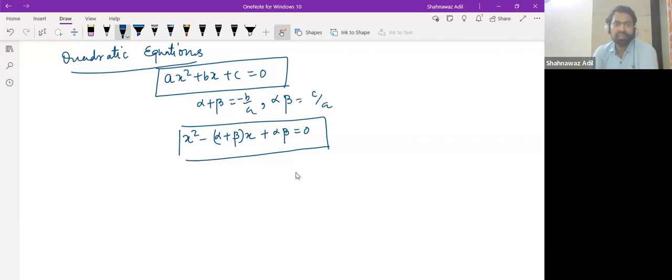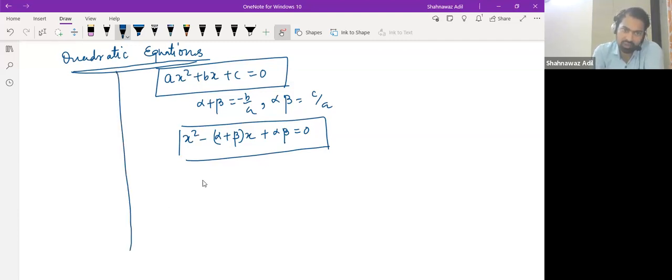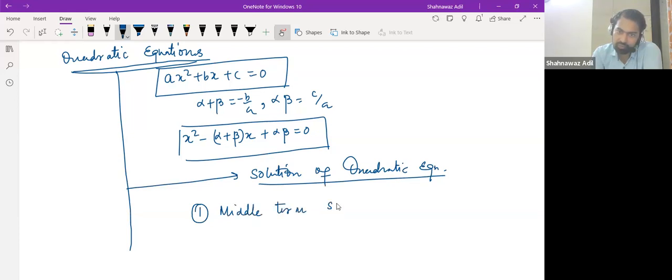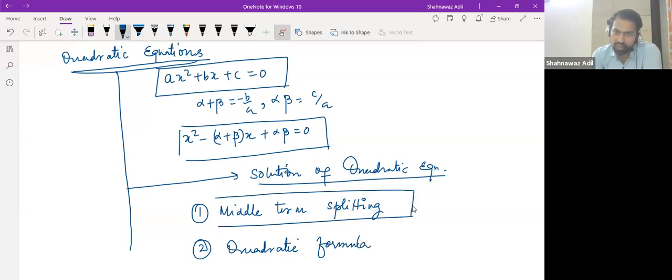Okay. So then in the quadratic equation, what did we learn? We learned that in two ways we can solve the quadratic equation. So the solution of quadratic equation, right? And what did we learn? That the first method is middle term splitting, right? And the other method was this quadratic formula, right? So middle term, you guys have done so many questions from this, right?